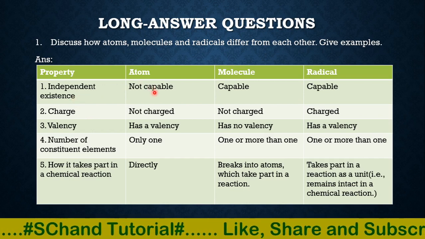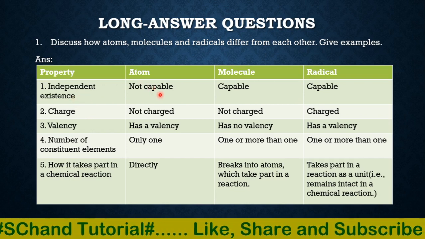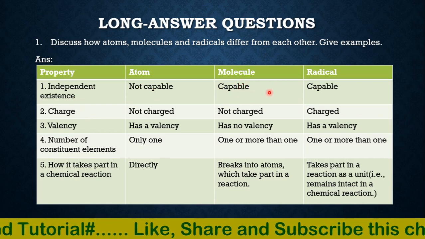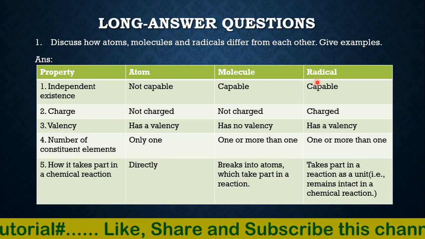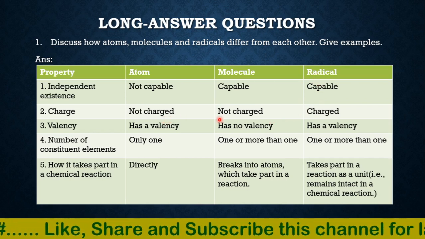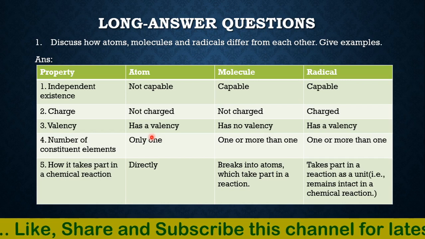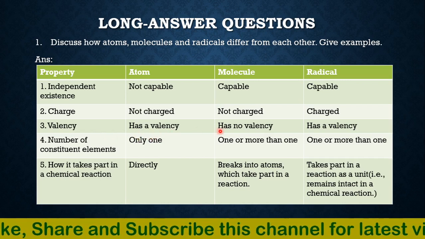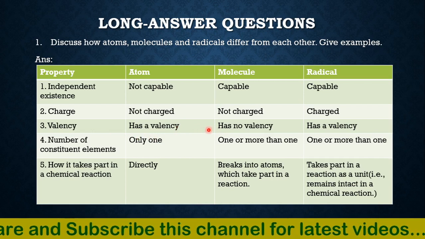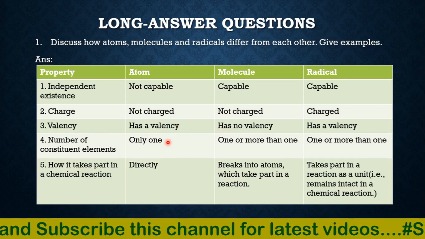independent existence: atom does not exist independently. Molecules are capable of existing independently. Radical also does not. Charge: atoms and molecules are not charged, only radical is charged. Valency: atom and radical are having the valency, but molecule is not having any valency.